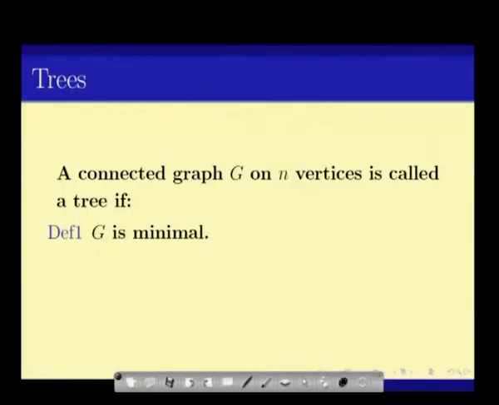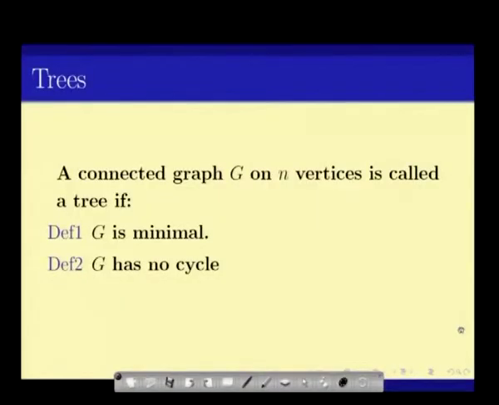To understand this better, let us look at trees. A tree fits into our problem perfectly. A graph G is called a tree if it is connected and it is minimal, in the sense that if I remove any edge from that graph, the graph becomes disconnected. This definition is equivalent to saying that the graph G has no cycle. It is not very hard to see that if the graph has a cycle, then it cannot be minimal, because we can remove an edge and obtain a smaller graph which is still connected.